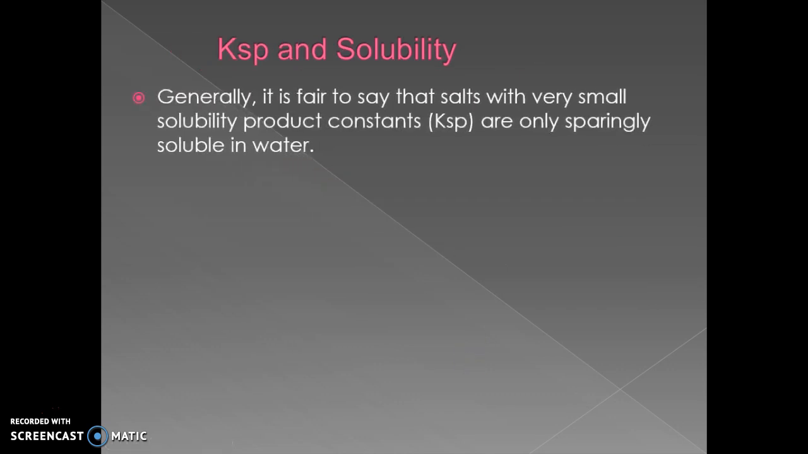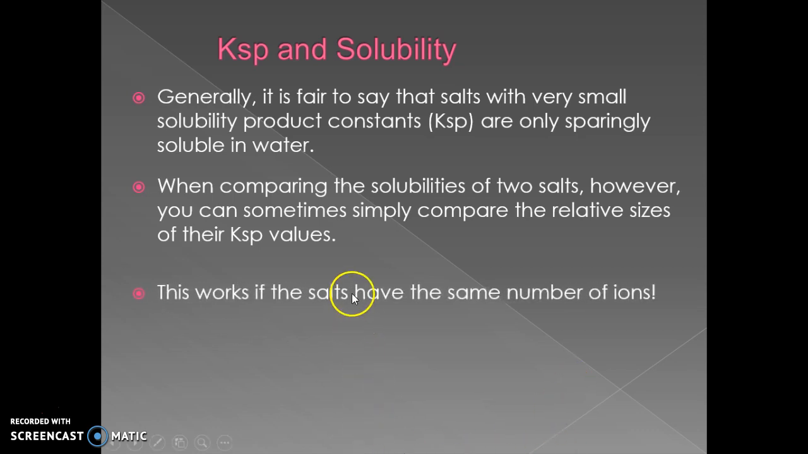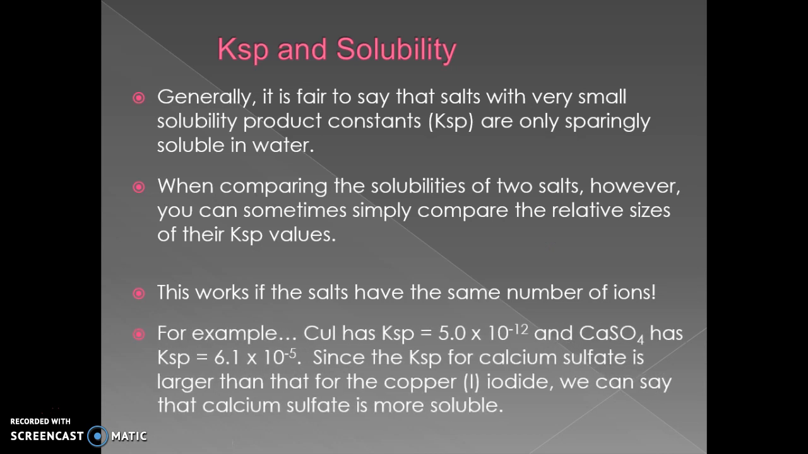Okay, so generally it's fair to say that salts with very small solubility product constants are only sparingly soluble in water. Yep, we know that. When you're comparing the solubility of two salts, however, you can sometimes just compare the relative values of their Ksp. That works, however, only if you have the same number of ions. So you have to think about the dissociation equation. How many total ions are you getting in solution?